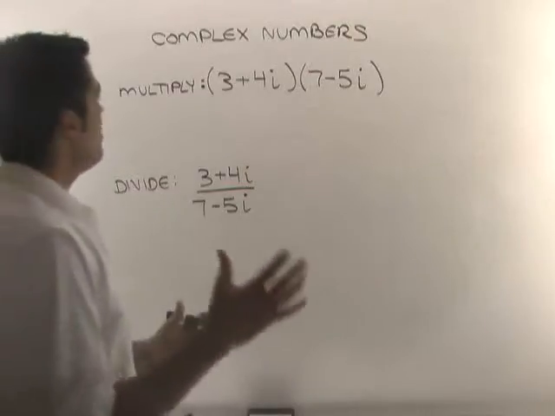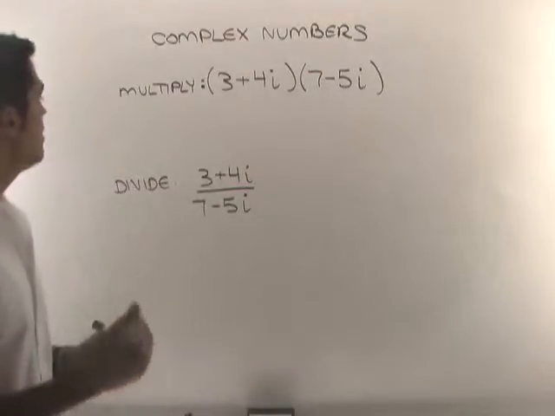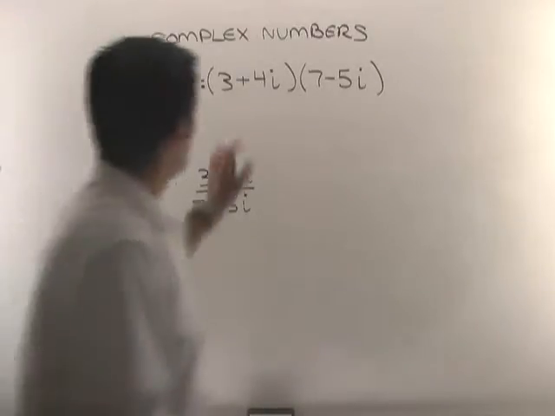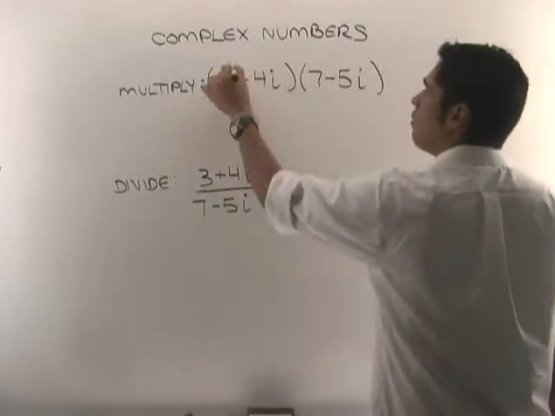All right, now we're going to take those same two complex numbers that we just added and subtracted, and now we're going to multiply and divide them. You'll see here the techniques are a little different. For multiplication, we're going to do it just like we would with FOILing.